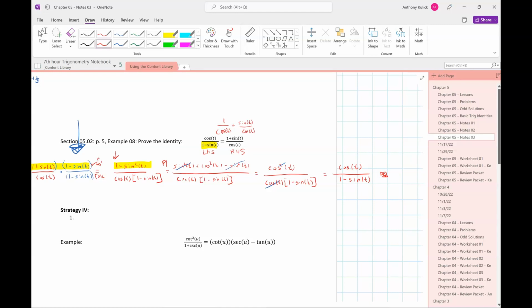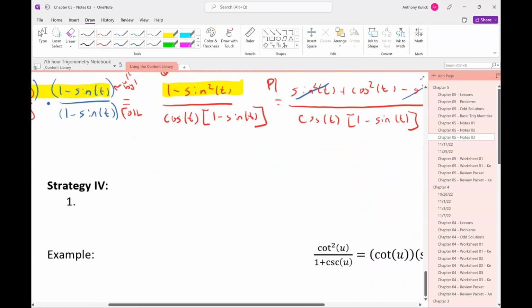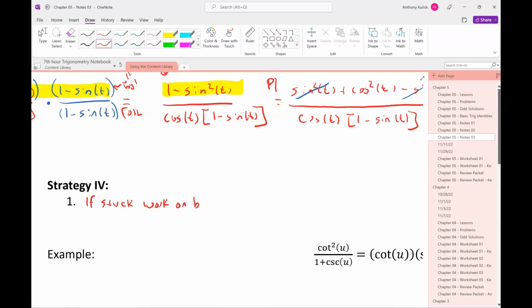All right. Final strategy and final example. Okay. Final strategy. If you're stuck, you can work on both sides and meet in the middle.